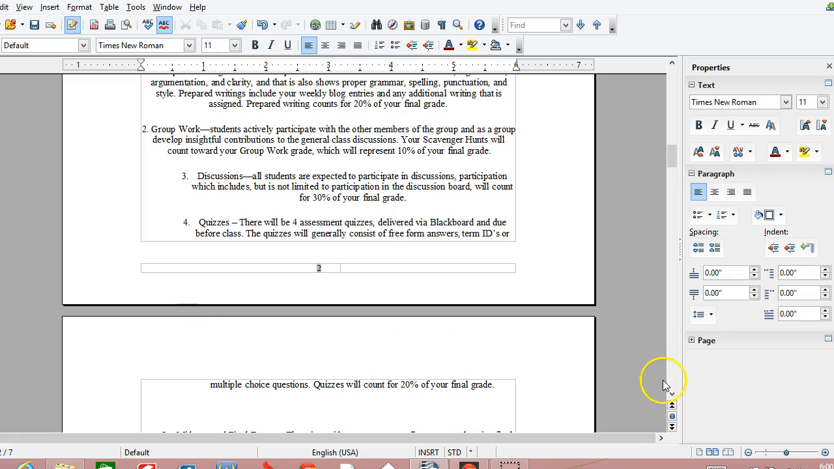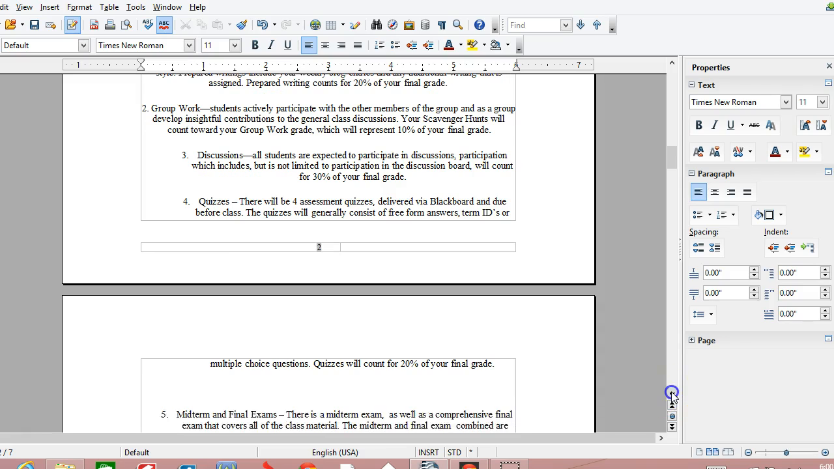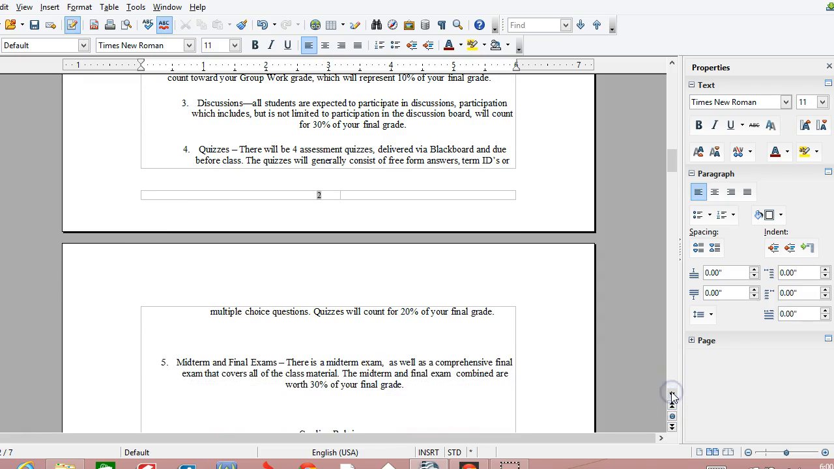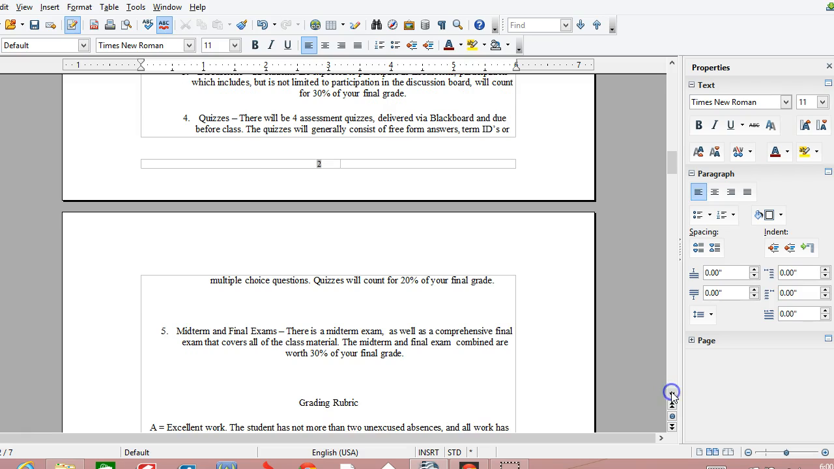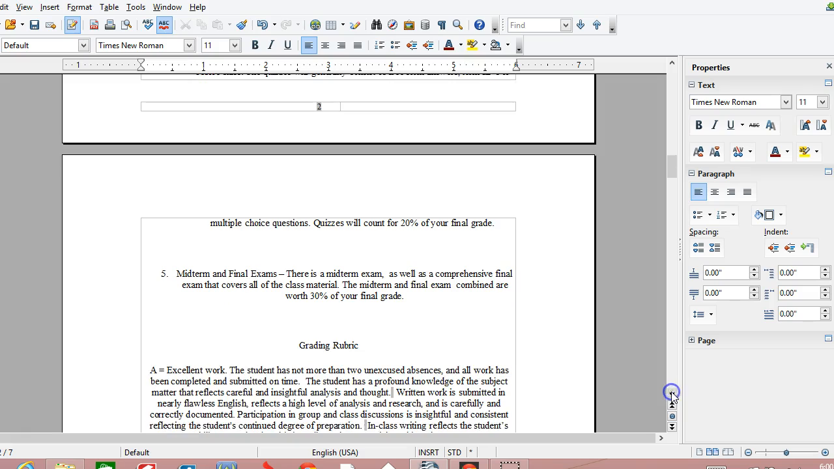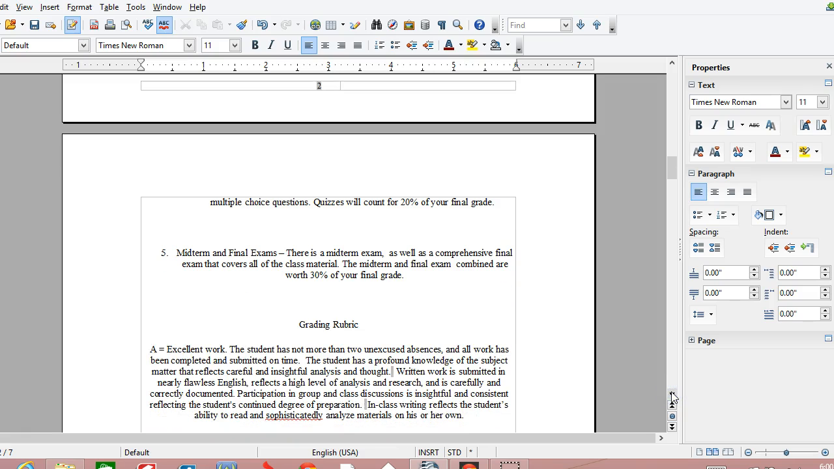The 4 assessment quizzes are delivered via Blackboard. Your first one will probably be in about 3 weeks, due before class. Quizzes will generally consist of free-form answers, term IDs, and/or multiple-choice questions. These 4 quizzes count for 20% of your grade, so 5% each.